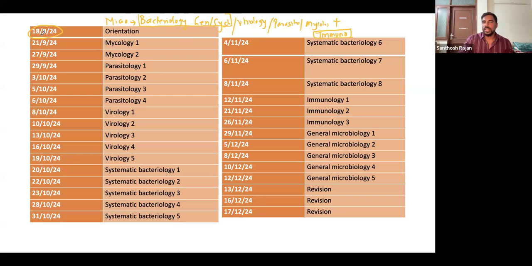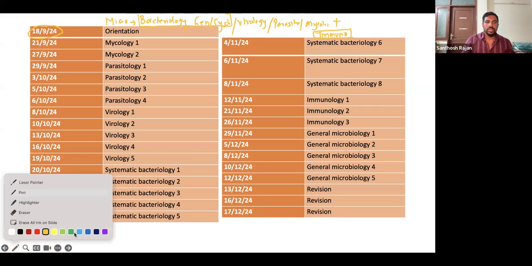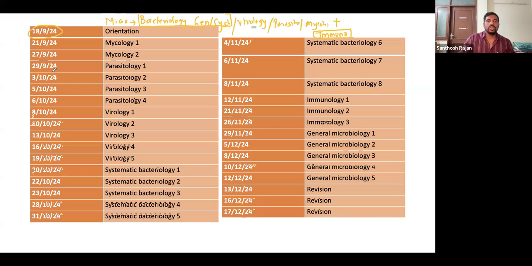Today is orientation. From the upcoming days, once again I'm just going to change this color so it will be better for you. So we have made it like this. We're going to see the system, because bacteriology is a big topic and has more weightage, so we've given many classes. If you see systemic bacteriology alone, there are 8 classes for systemic bacteriology.